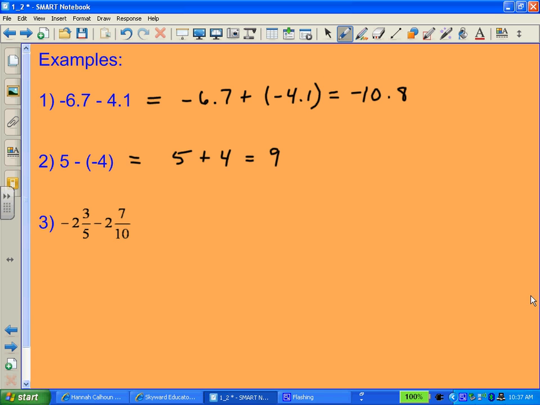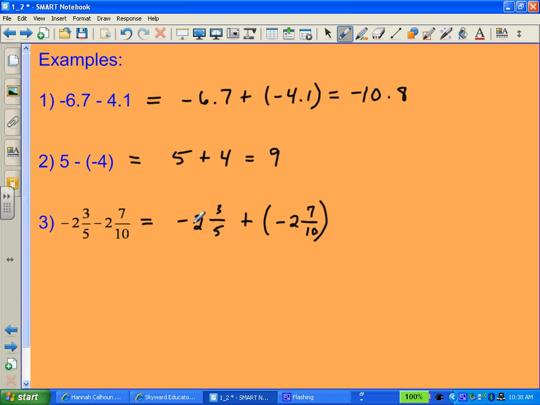And then you will run into some fractions, so I thought I should put this one in there just so that you'd be prepared for that. So let's go ahead and rewrite this as an addition problem. Okay, the 2 7/10 is currently positive, so I'm going to make it negative. So I have negative 2 and 3/5 plus negative 2 and 7/10.